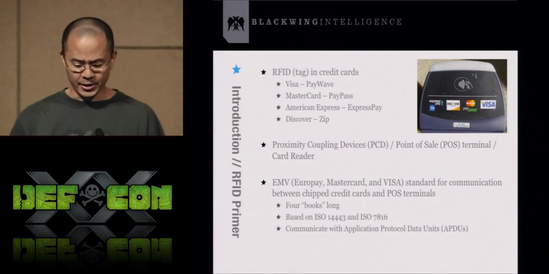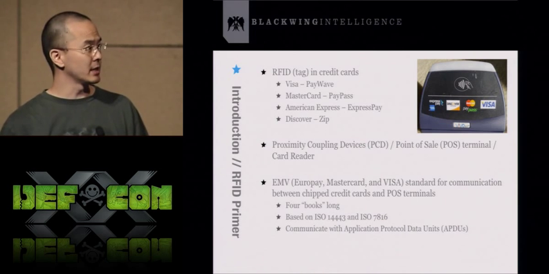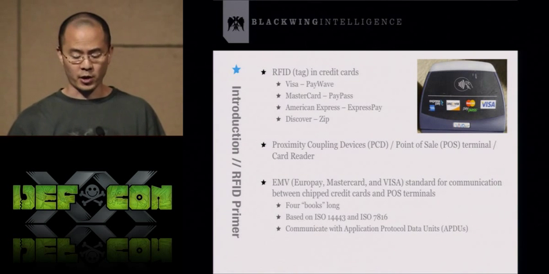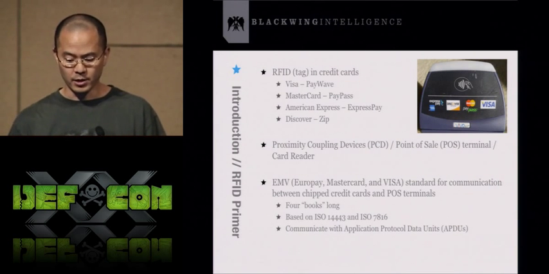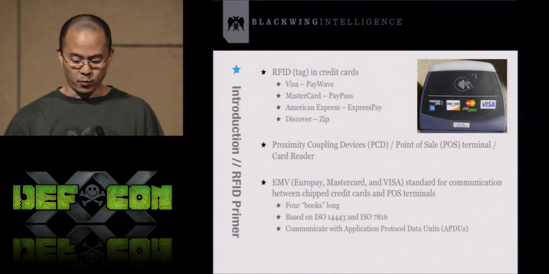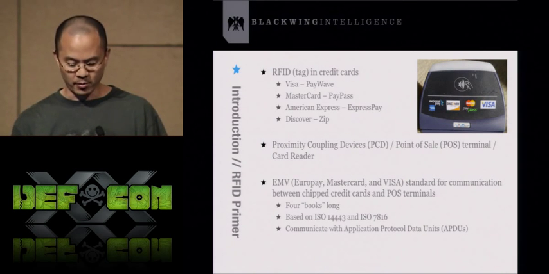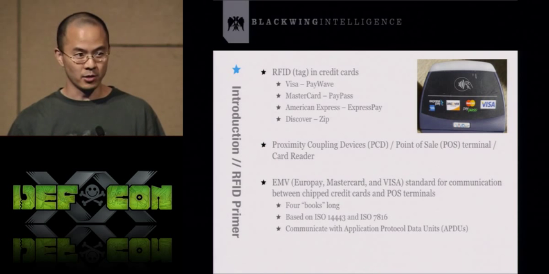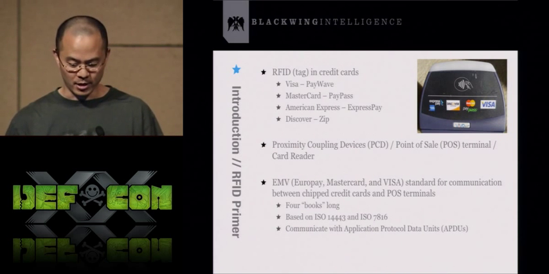Some terminology here. Proximity coupling devices is another name for credit card readers or RFID readers. The credit card ones in particular are called point of sale terminals. I'll be randomly using these terms interchangeably throughout the talk.